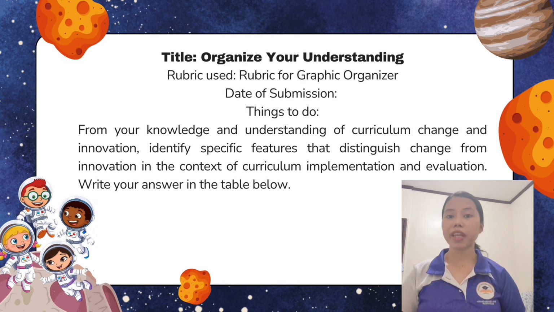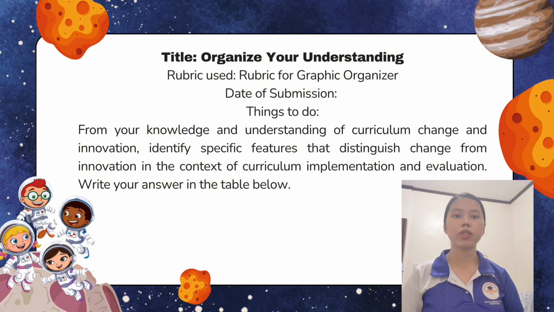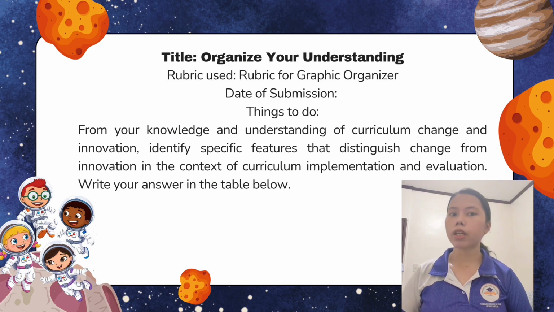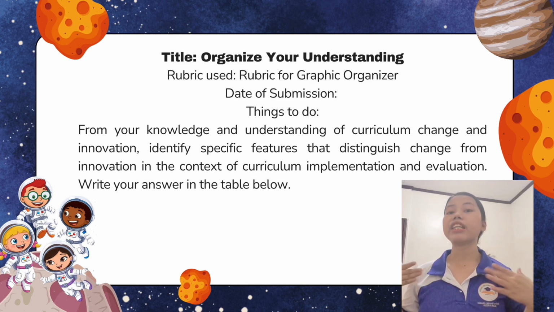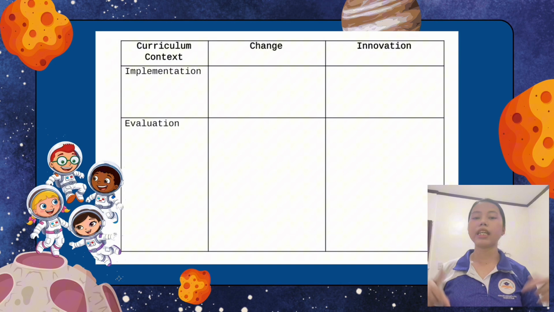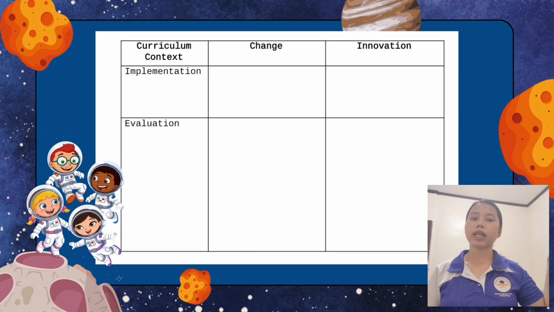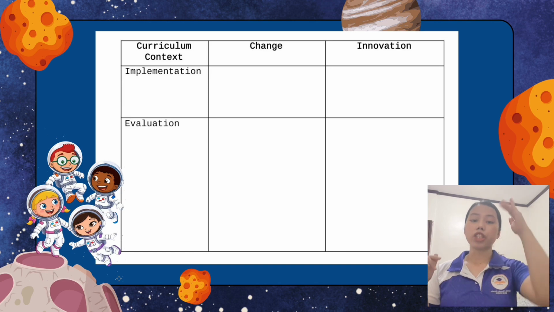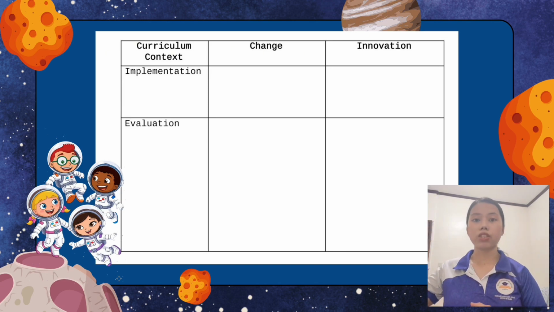Now, did you truly understand our lesson for today? So let us have an activity. From your knowledge and understanding of curriculum change and innovation, identify specific features that distinguish change from innovation in the context of curriculum implementation and evaluation. Write your answer in the table given. In the first part is the curriculum context, followed by implementation and evaluation. The next is change, and lastly is innovation.